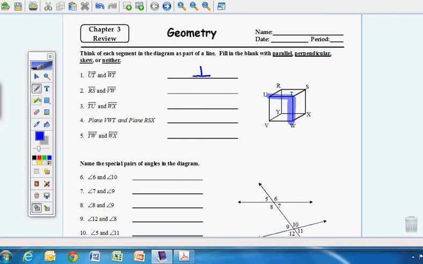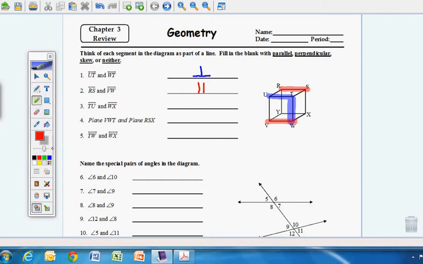So now we want to take a look at RS. So let's see where RS is located, back here. And then there's VW. So VW is in the back, RS is in the back. Now, if they were on the same plane, they would be parallel. They're technically not on the same plane, but we can still say that they are parallel. I'm actually going to change that to red. It's my first time working on this, so bear with me.